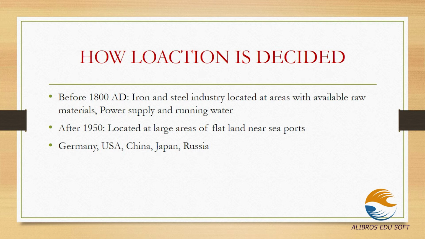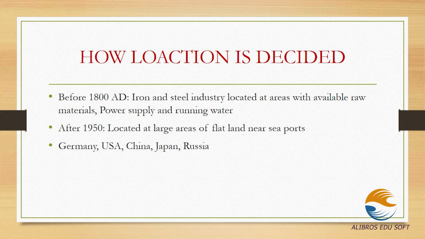Next is how the location of an industry is decided. Before 1800 AD, iron and steel industries were located at places where raw materials were available, and power supply and running water were easily available, because there were no transportation facilities as we have right now. Next, after the 1950s, iron and steel industries began to locate on large areas of flat land near seaports because it is easy to import and export. That is the reason why iron and steel industries were located on flat land near seaports.